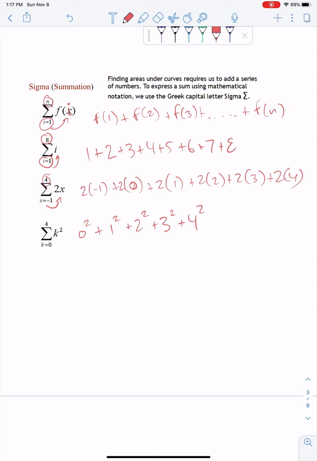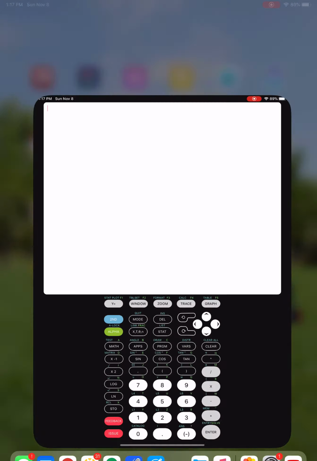One way that you can do this is on the calculator. You're not going to be doing a lot of this type of summation by hand, but you can do them on the calculator.